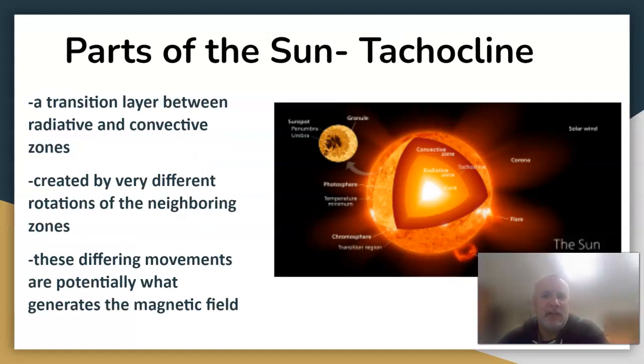The tachocline is actually a really thin layer. It's more of a transition, and it's between the radiative and convective zones, created by very different rotations of the neighboring zones. These differing movements are potentially what generates the massive magnetic field of the sun, because they are both working against each other.